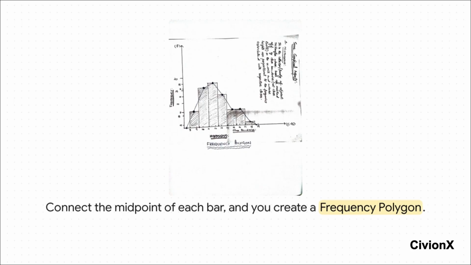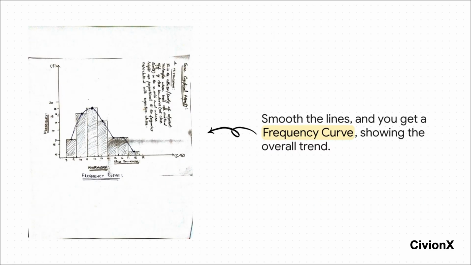It's the exact same data, just shown as a line graph, which really emphasizes the rise and fall of the frequencies. Okay, now if we take that polygon with all its sharp angles and just smooth out the lines, we get this, a frequency curve. This gives us this beautiful, generalized sense of the data's distribution. It's less about the exact count in each little bucket and more about the overall shape, the bigger picture of the data as a whole.